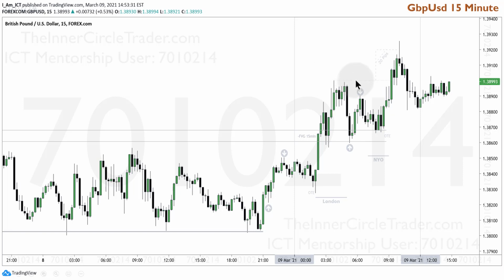Buy side liquidity resting above these highs here. 20 pips sweep takes us up into here. Retraces back down into the order block here. It'll be interesting to see if we rally through this high as well into Asia.